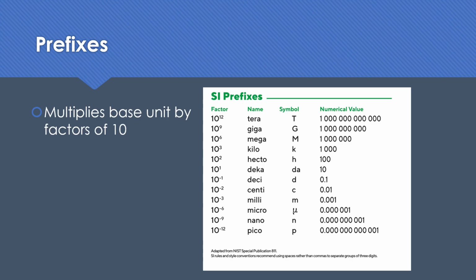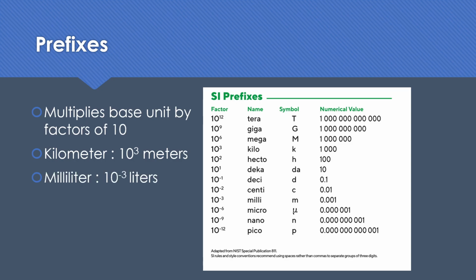You should probably know most of these off the top of your head. The ones that come up a lot are kilo, centi for centimeter, milli, micro, and nano. Those are the ones that are generally going to come up the most. But what is important about this is that we can set up equivalences. 1 kilometer is equal to 10 to the third meters. 1 milliliter is equal to 10 to the minus third liters. And so we can convert from a large scale to a small scale and vice versa.